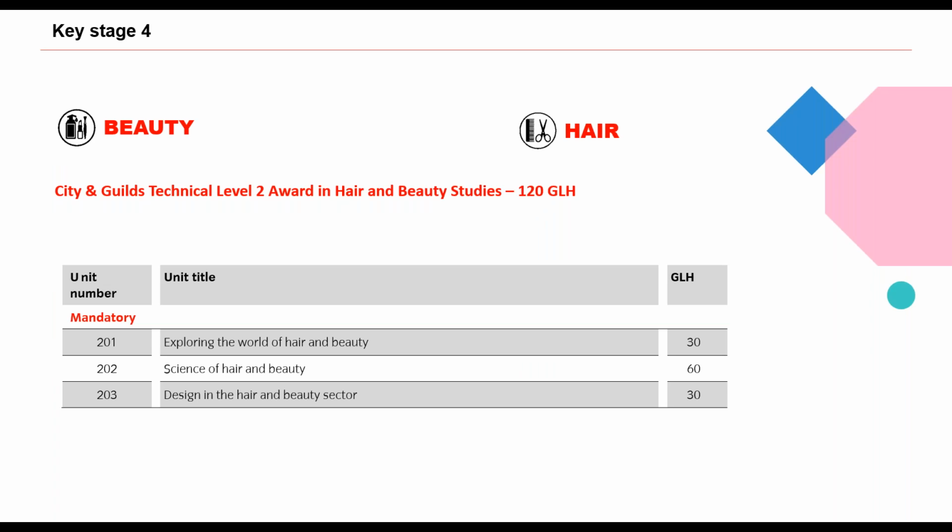Okay, so we now have our Level 2 Technical Award in Hair and Beauty Studies. It's 120 guided learning hours, which maps to 1 GCSE. We have 3 units. Unit 201, Exploring the World of Hair and Beauty. Unit 202, the Science of Hair and Beauty, and Unit 203, Design in the Hair and Beauty Sector. Unit 203 is very much like the Create an Image unit, where we get the learners to actually present an image and actually do hands-on hair and beauty skills.